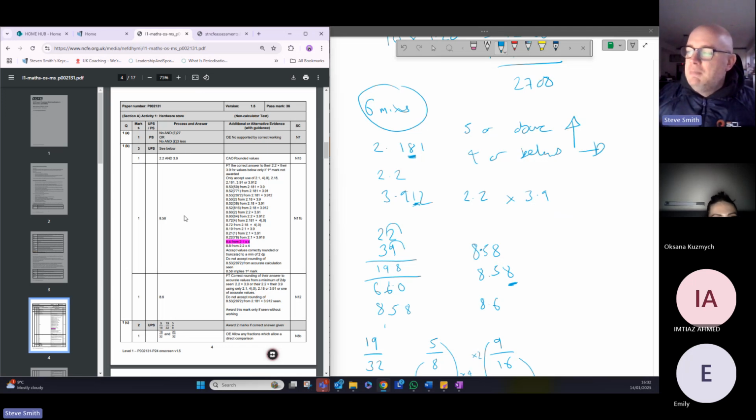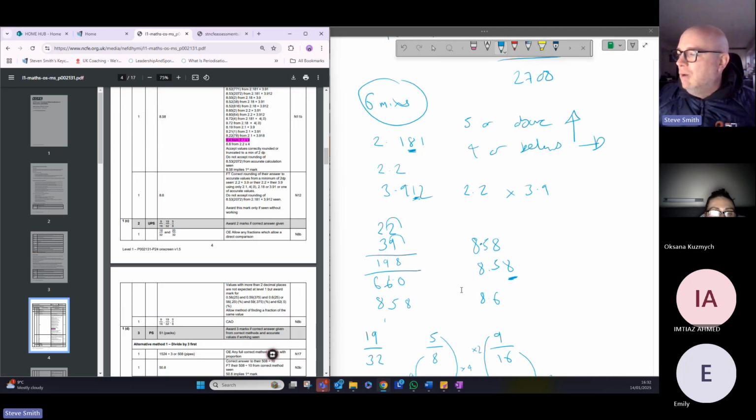So be mindful once you've got your answer, like I did with that first one, read it again. Is it asking for a yes, a no? Is it asking for whole numbers, decimal places? And so we got 8.6. Then we got the fraction one.